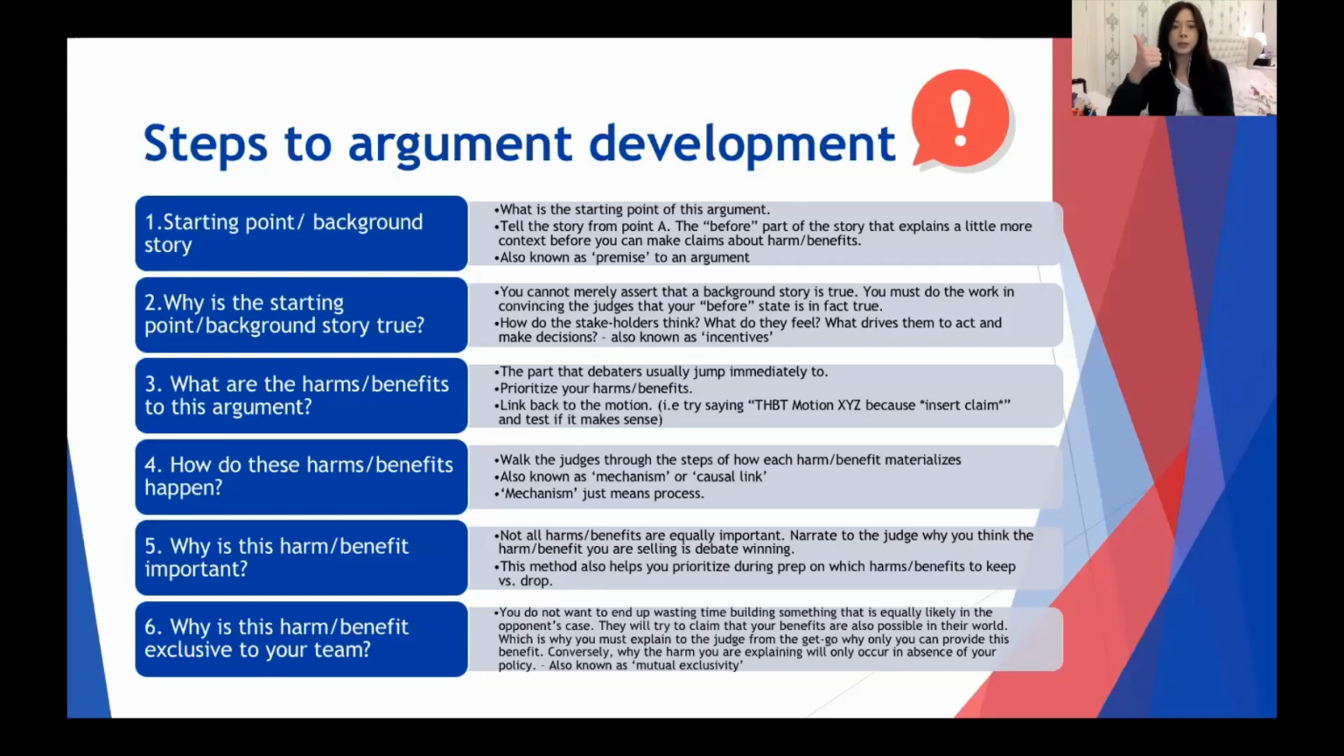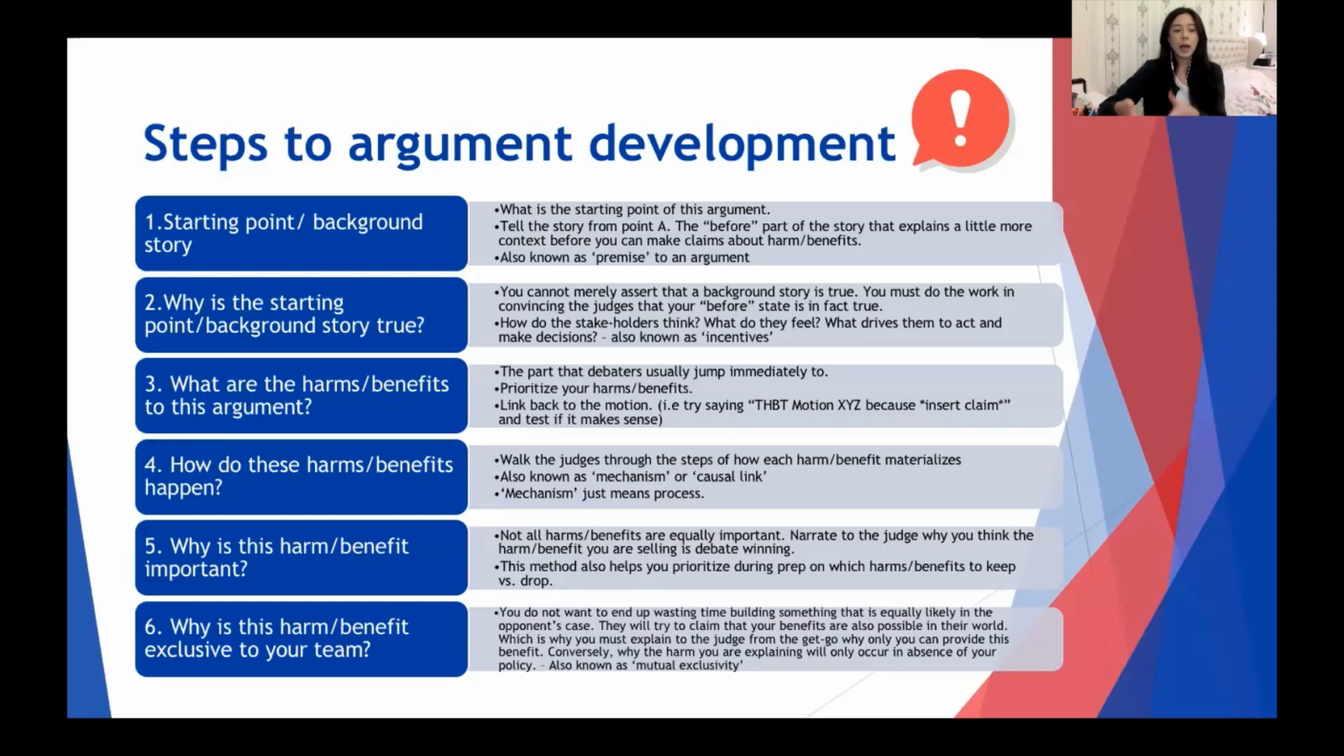Right. So number one is you need to think about what is the starting point or background story of your argument. You always want to think of an argument as telling a story, and you always want to tell a story from point A. You want to tell the before part of the story that explains a little more context before you can make claims about harms or benefits. Because if you just jump into an argument and go, okay, here are the harms or benefits, judges are thinking, hold up, I don't understand. How do we get to this point?